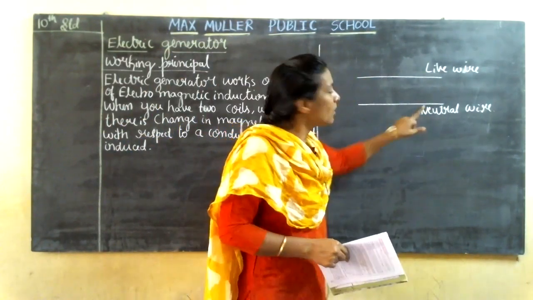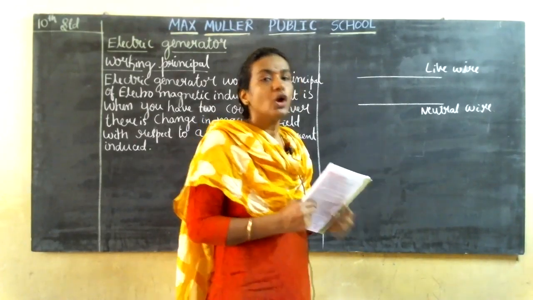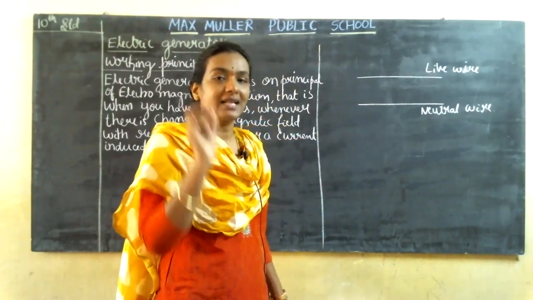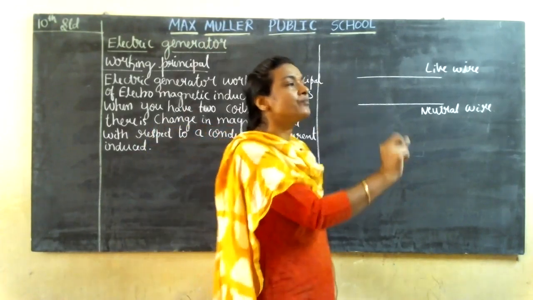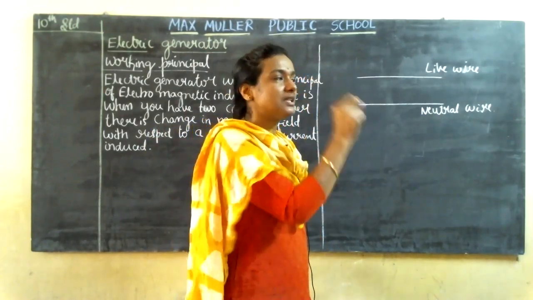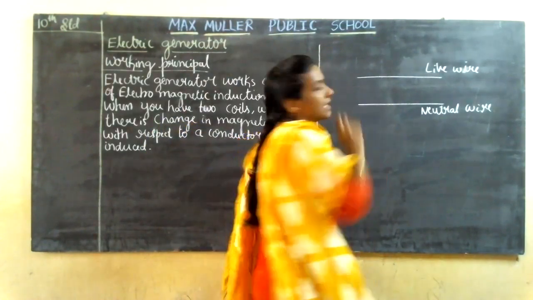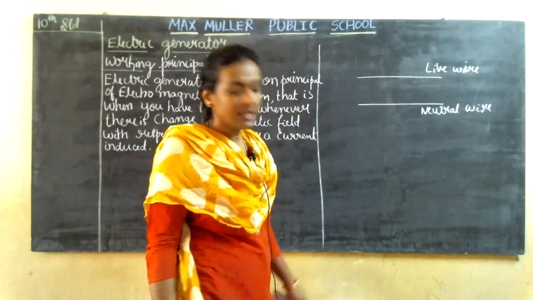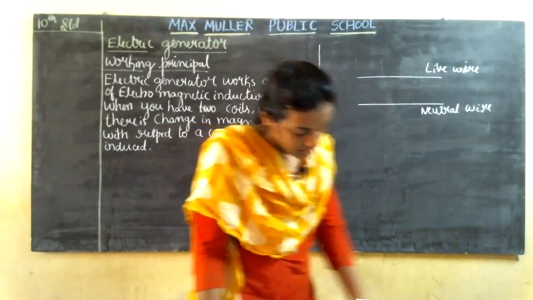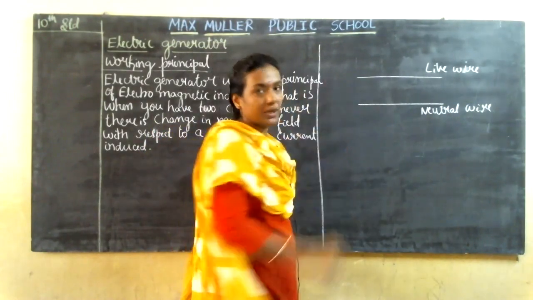But what about the neutral wire? Why do you call it neutral? The neutral wire has current only when you switch on something in your house. When you switch on any button to allow the current, then only this wire has current. Clear? This is about the wires.